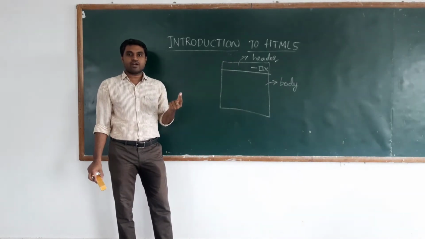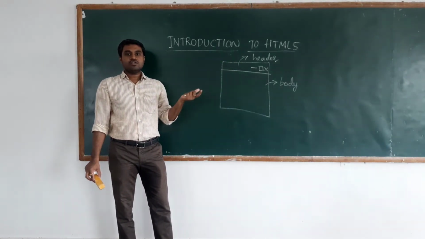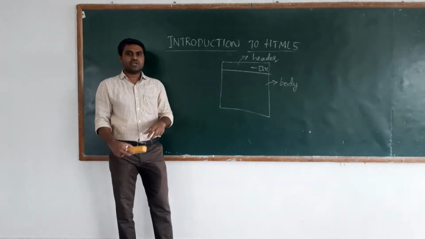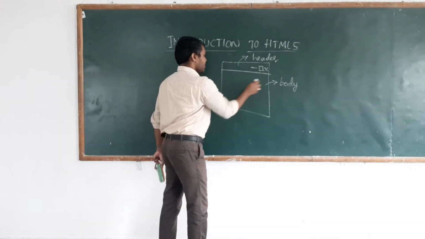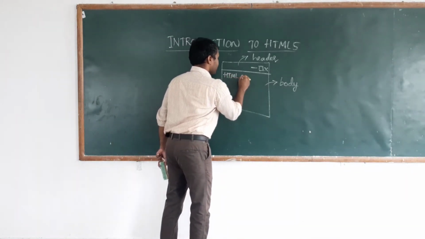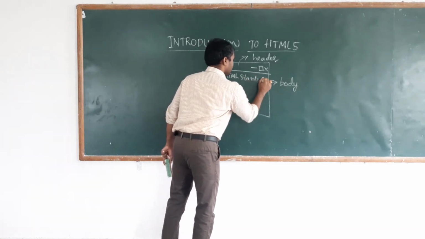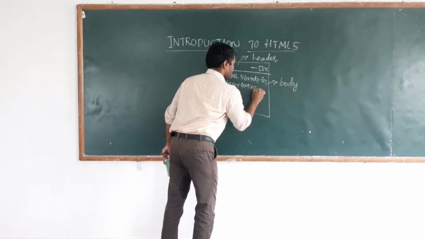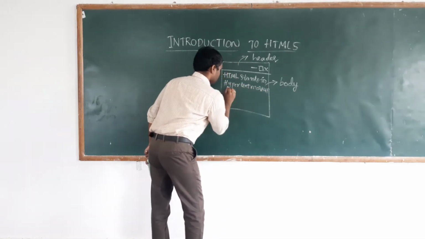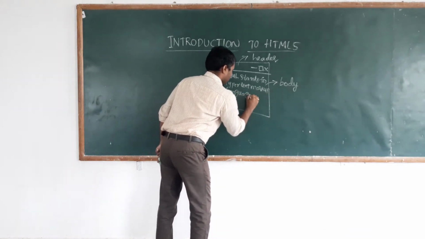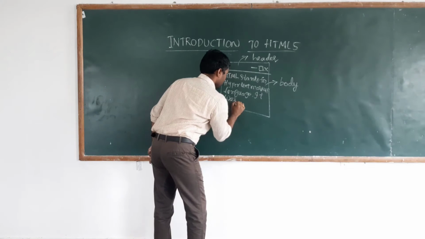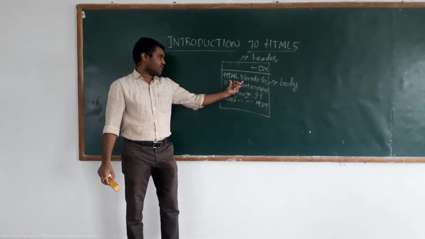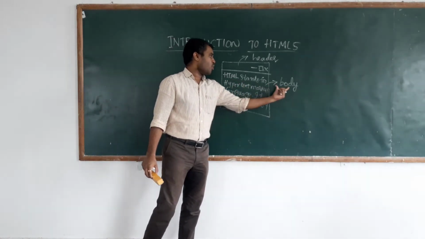Now what do you mean by metadata? The data about data, or the data which is describing another data, is called metadata. We'll see one simple example. Let us say in the body section I have displayed something like this: HTML stands for Hypertext Markup Language. It was introduced in the year 1989. So this is the data which is displayed on the web page in the body section.